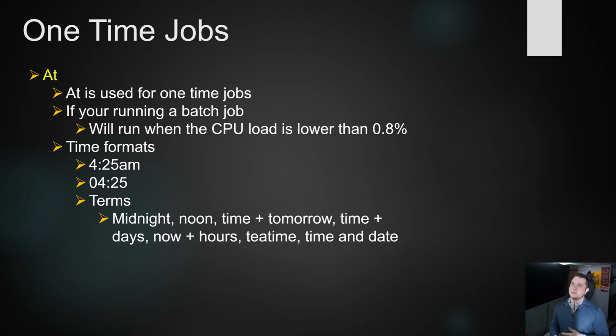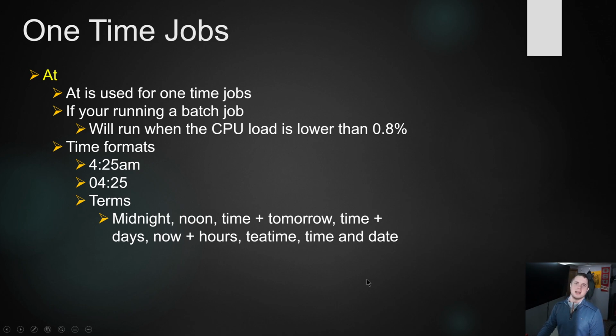Okay, so time formats with at, you have your ones that we're used to reading like this. So 4:25 a.m. we have 04:25, which is going to be my preference just because it tells me what I need to know with a little bit less typing. And then you also have access to terms. So what these terms do is using English, today, midnight, noon, things like that, or basically any other combination too.